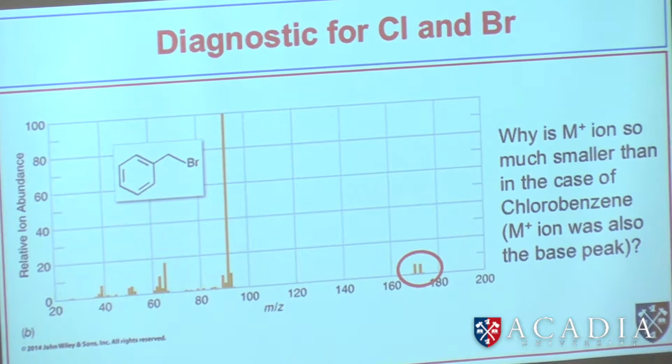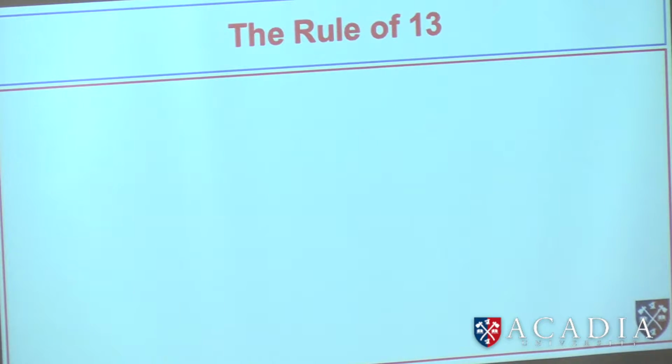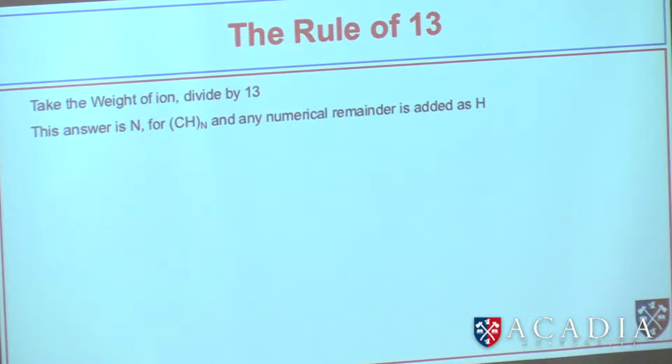So from mass spec, all we get is a molecular mass. How do we convert that into a molecular formula? I put a little video of this because I want to get your exams out. Put a little video about the rule of 13.